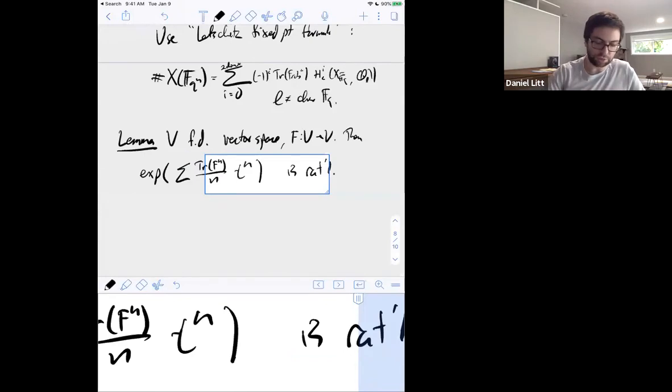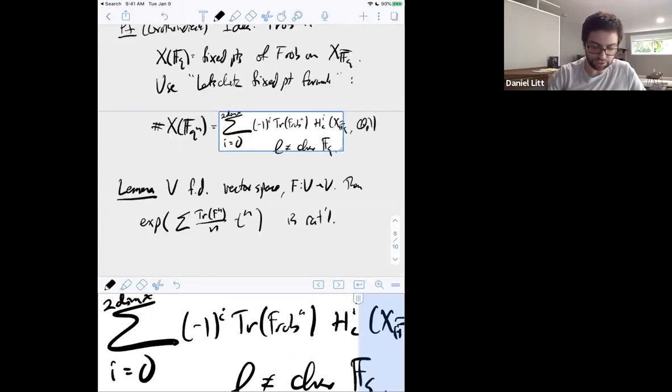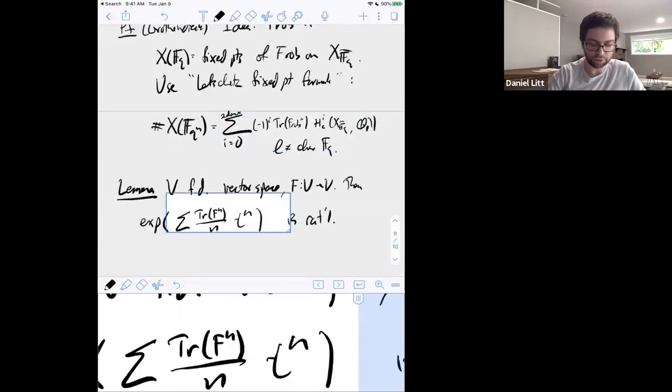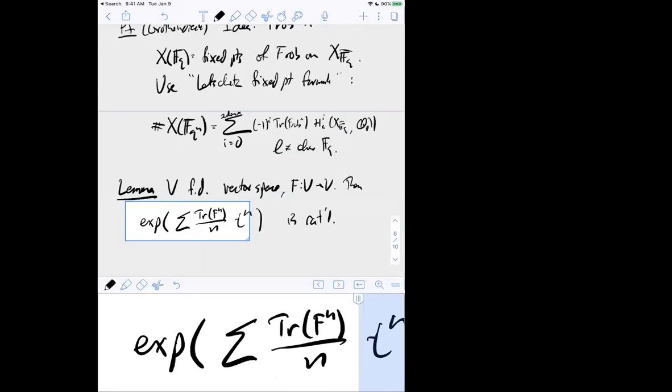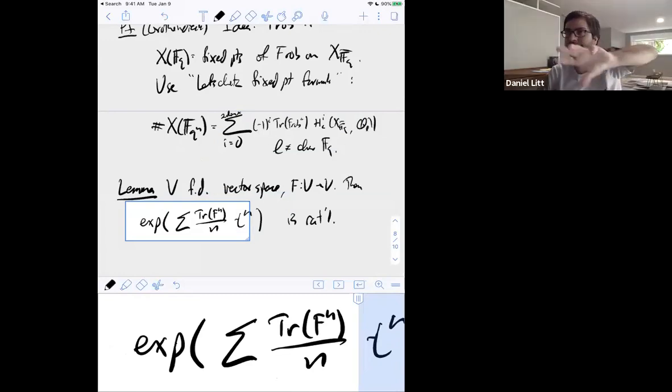So the point is that you just plug this formula into the definition of the zeta function, and you'll see you get an alternating product of a bunch of things like this. And if you have an alternating product of rational functions, it's rational. All right, are there any questions about that? Sorry, what do you mean by an alternating product? Oh, just a product times a product of 1 over something, times a thing times 1 over something, times a thing times 1 over something.